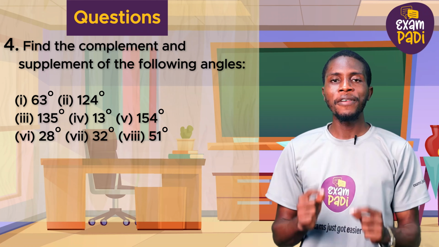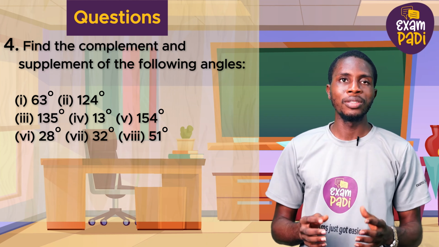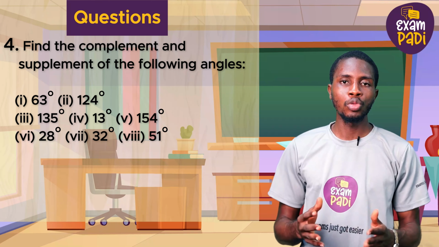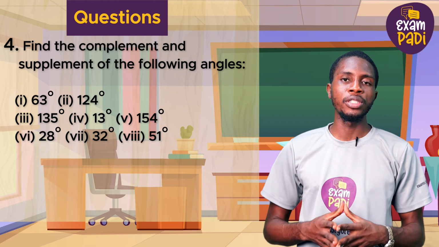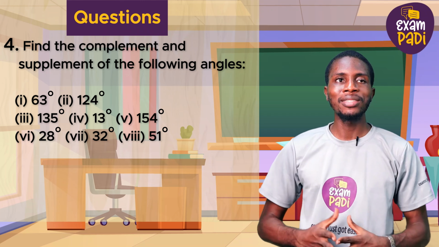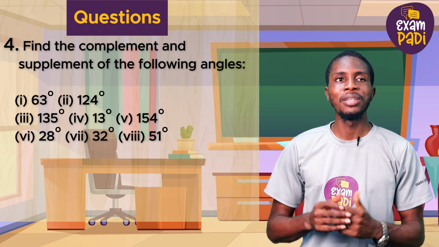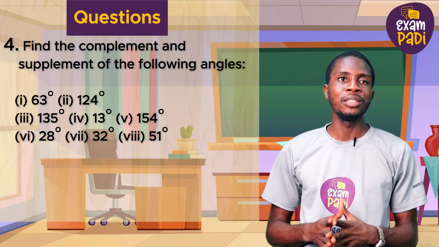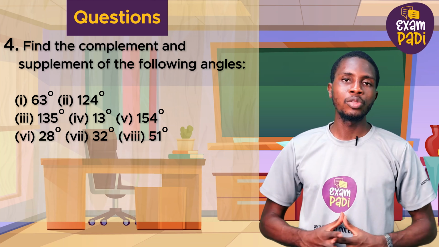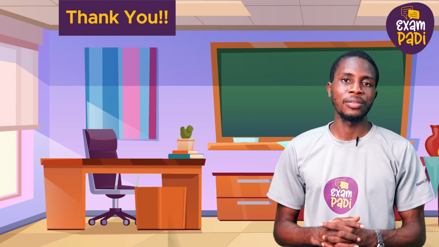And 4. Find the complement and supplement of the following angles: 1. 63 degrees, 2. 124 degrees, 3. 135 degrees, 4. 13 degrees, 5. 154 degrees, 6. 28 degrees, 7. 32 degrees, and 8. 51 degrees.